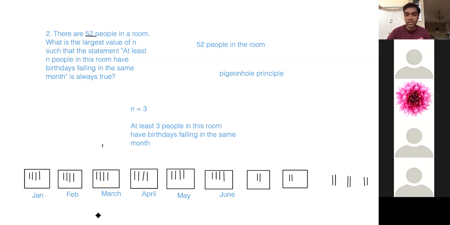And similarly, you can extend this further, right? If I have 2x items and only x holes, then there could be 2 in each if they're distributed evenly. But if there's 2n plus 1 items and only n holes, then there must be one of them that has 3 items. So that's essentially the same idea here.